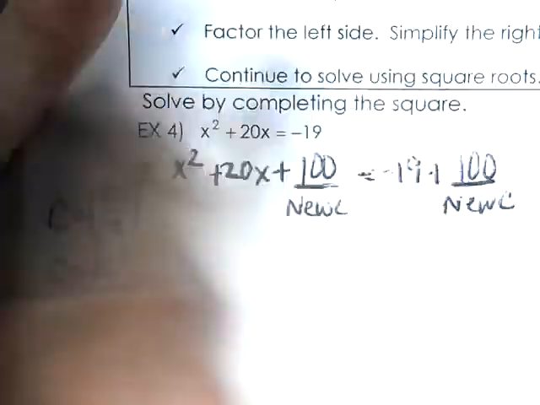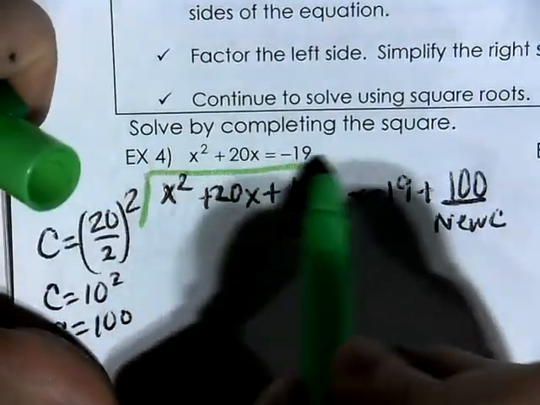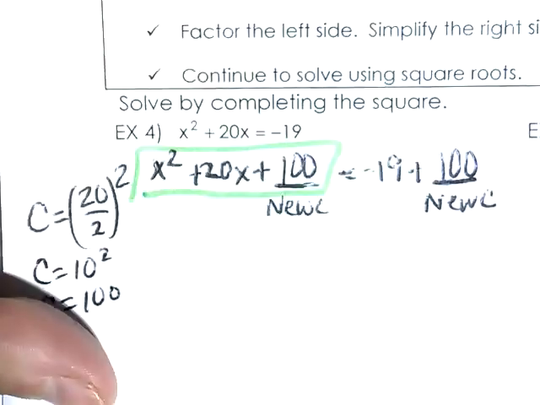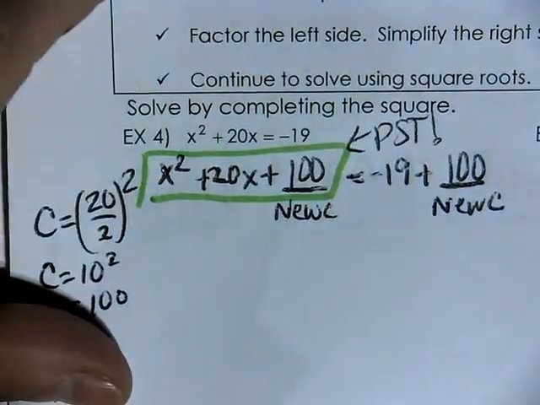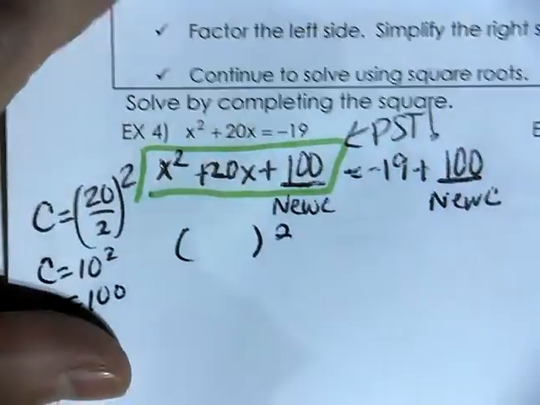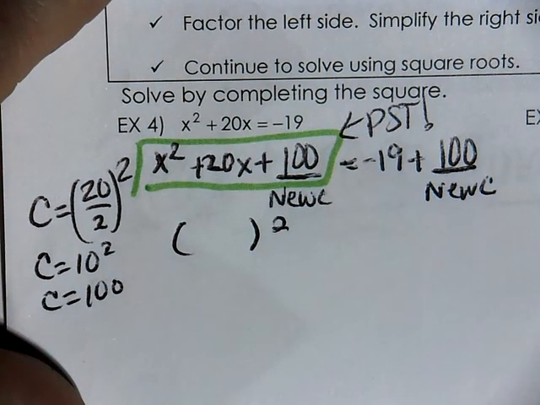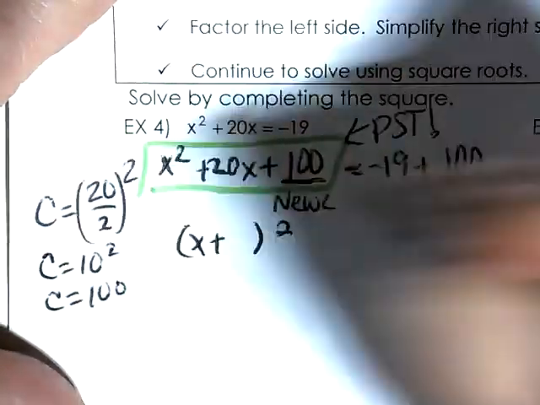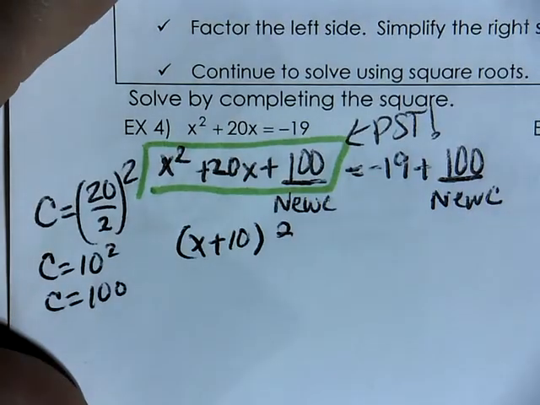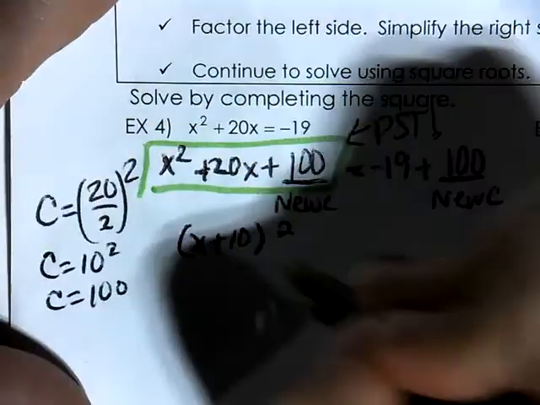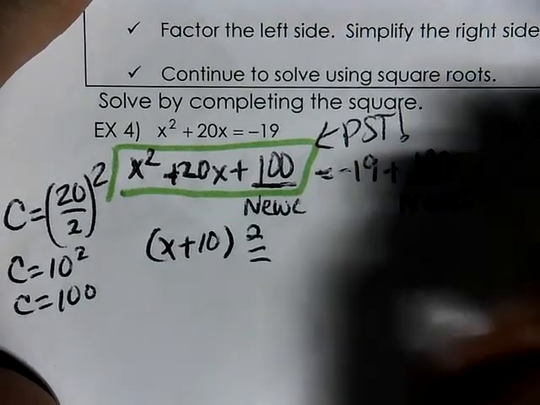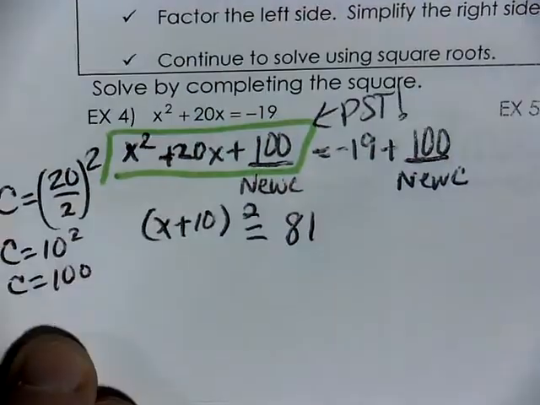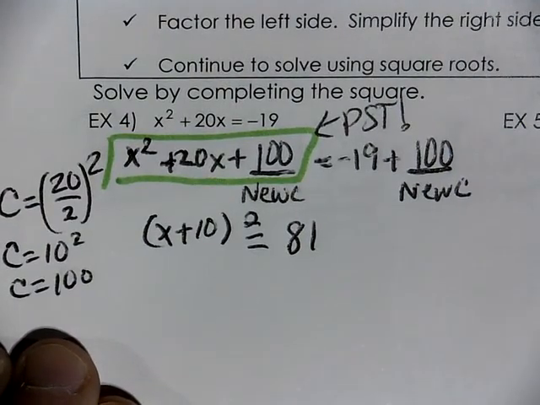Next, I now have a perfect square trinomial. So right here, x squared plus 20x plus 100, that's a perfect square trinomial. And so we are going to factor and rewrite this in factored form as a parenthesis squared. So this is going to be x plus the square root of 100, which is 10. And it's plus because that b value is a plus. This is going to be equal to, I'm going to combine my like terms on the other side, and 100 minus 19 is 81.